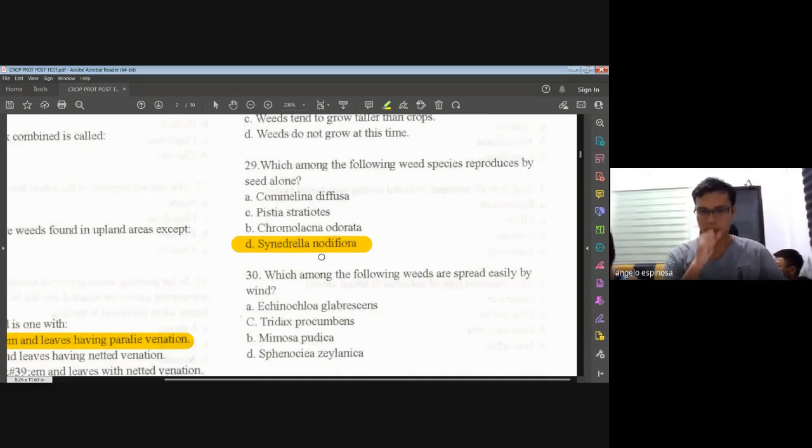Bulak. Ay, bulak ng weeds. Okay? That is nodiflora. Bakit siya weeds alone, seeds alone? Kasi nga, this type of weeds, it produces its own seeds. Tapos pag nahulog yung seeds niya, yun, saka siya dadami.